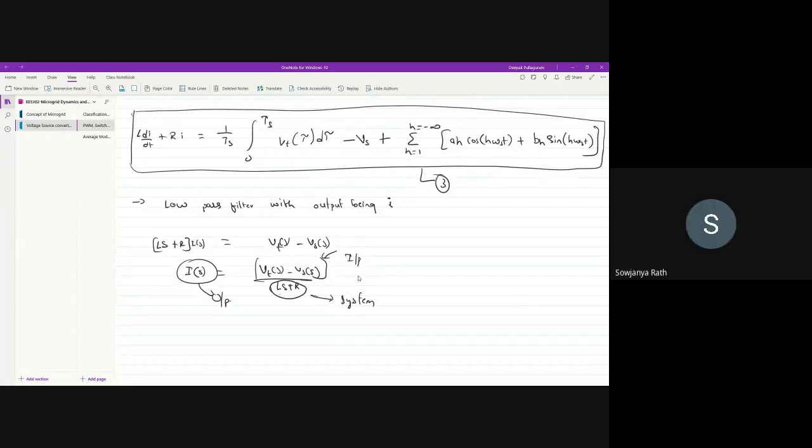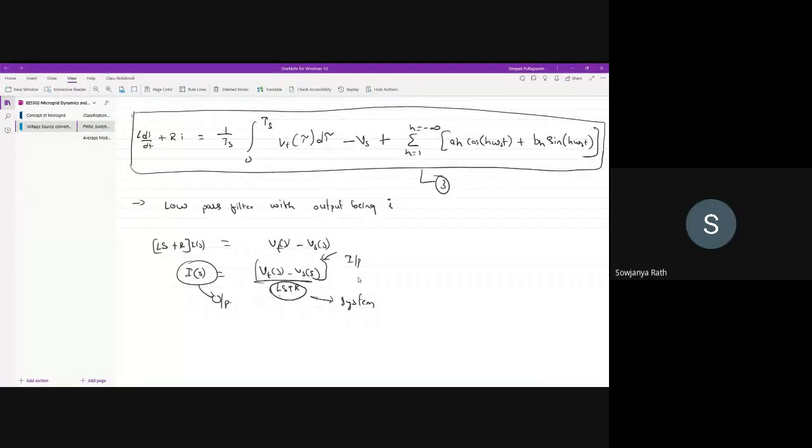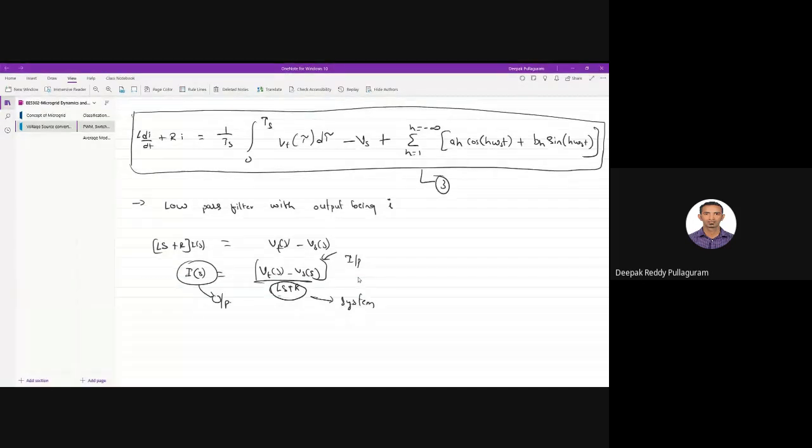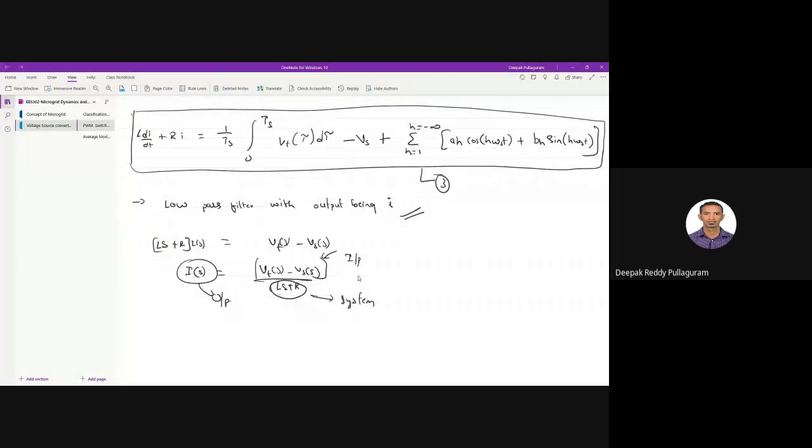So 1 by Ls plus R is generally a low pass filter, right? Yes, it's a low pass filter. Got it. Now you've understood this statement is right, so I'm double clicking on it.